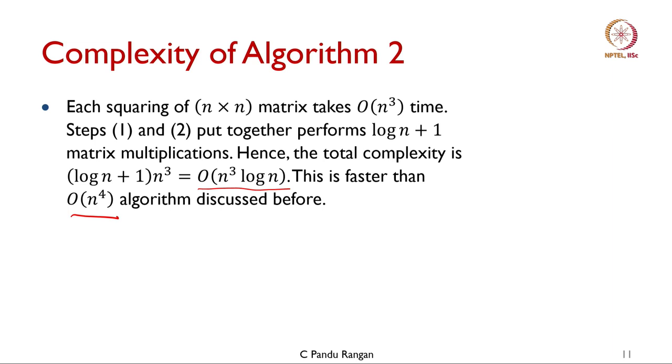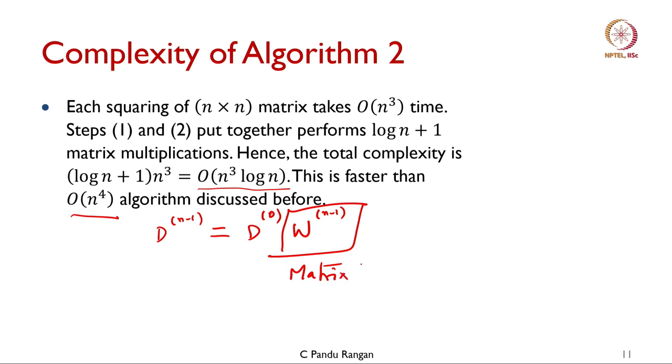Just by looking at the same computation from a different perspective, by seeing that the computation we do resembles matrix multiplication, we converted the problem of computing D(n-1) as D0W to the power n-1. This is a matrix power. This matrix power can be computed in log n steps by the doubling or squaring process. Keep squaring it, you quickly reach the power of W. That is the key idea behind this improvement.